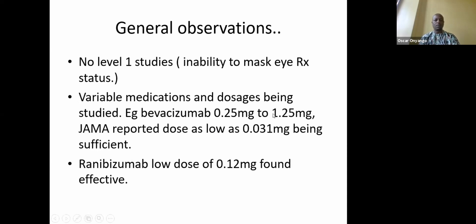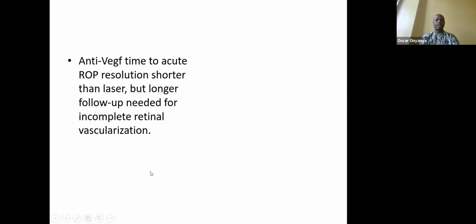Between 0.25 to 1.25 of the Avastin has also been reported to work, even as low as 0.031. But remember, the volume has to be made specifically for the eye. The amount of volume you're giving has to be calculated specifically for ROP. It's been tried at lab level, but has not been actively used in clinical practice, similarly to ranibizumab.